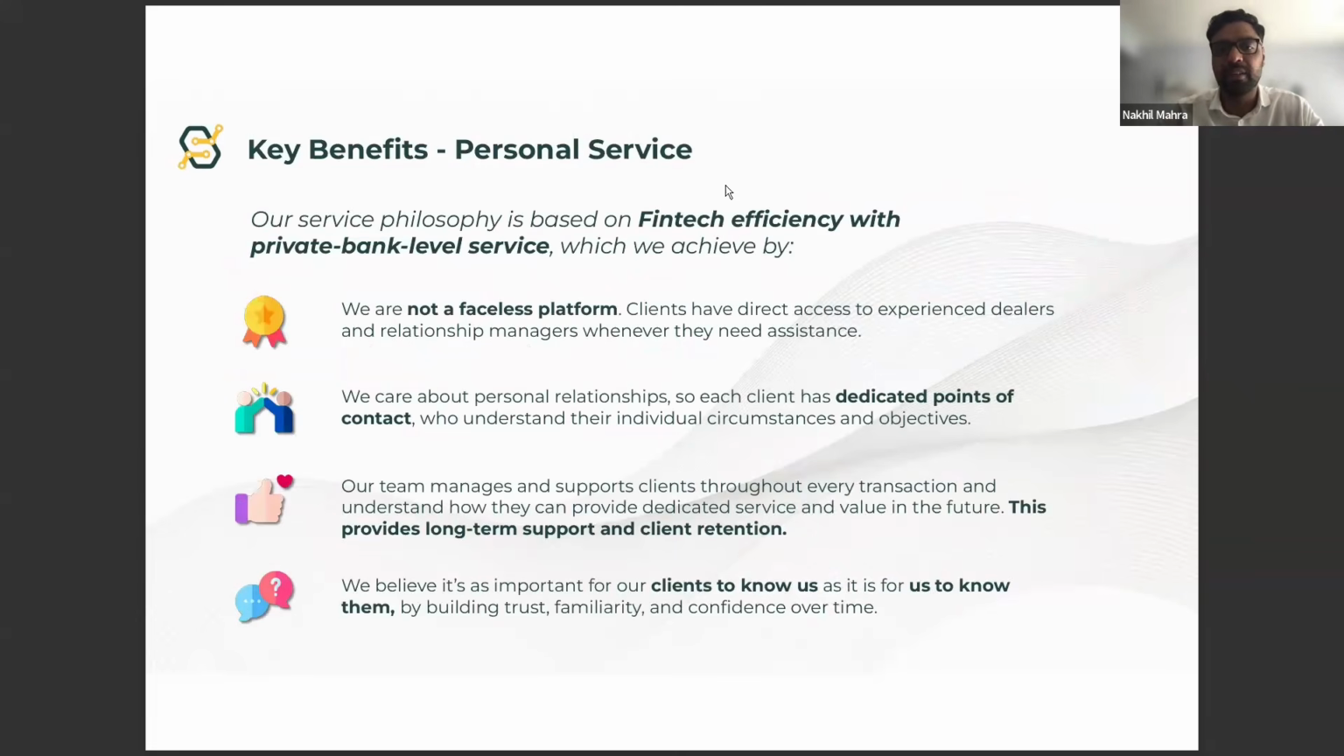Yeah, thank you. Key benefits. A lot of people come to us and say, I already use my bank. Why should I use someone like yourself? We offer private banking level service.